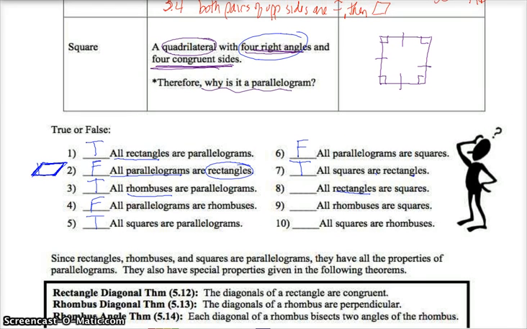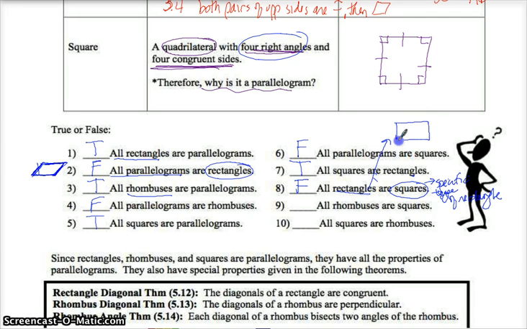Are all rectangles squares? No. A square is a specific type of rectangle. Right? Specific type of rectangle, because then it's narrowing in, or a specific type of parallelogram. It's not only having congruent or 90-degree angles in the corners, but it's also having congruent side lengths. So all rectangles do not have congruent side lengths, therefore rectangles are not necessarily squares, so that's false.